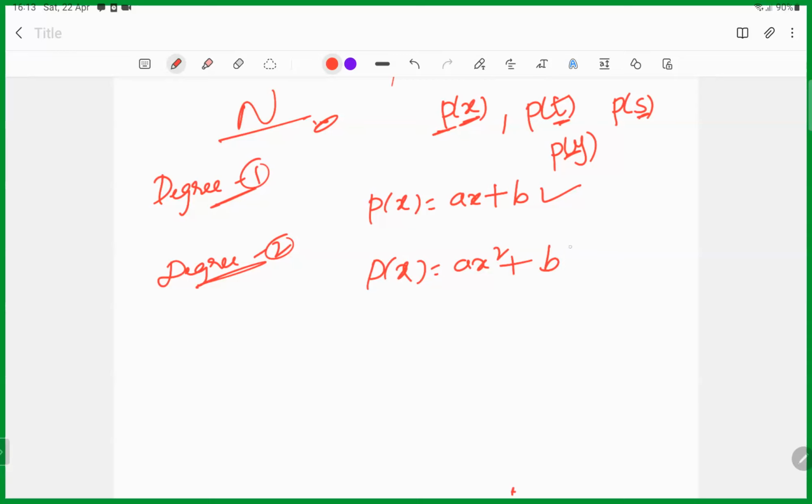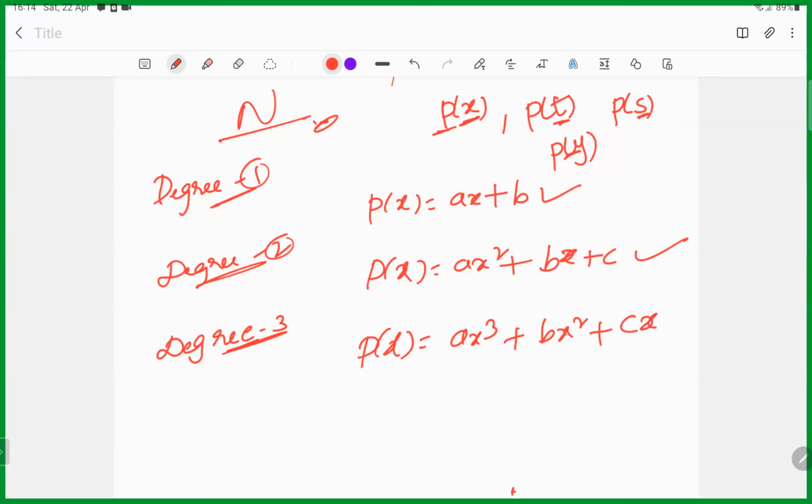X square plus b square or only... Kaushik? Sir, it's ax square plus bx plus c. Yes, please. So degree 2, yeah? Oh, okay, yes, sir. Now you tell me degree 3, Princy. Ax cube plus bx square plus cx plus d. Oh, okay, sir. Clear? Yes, sir.